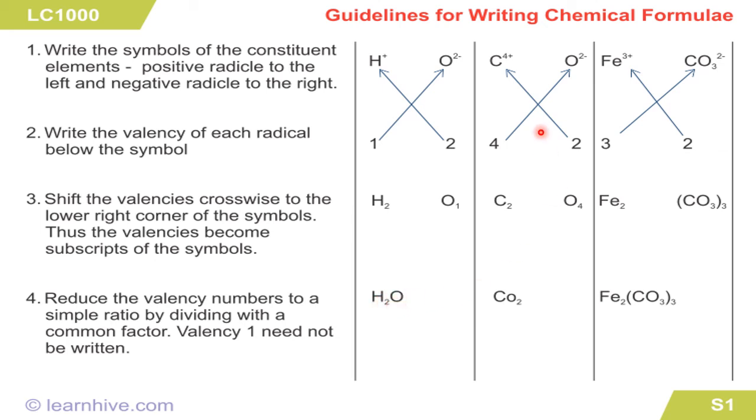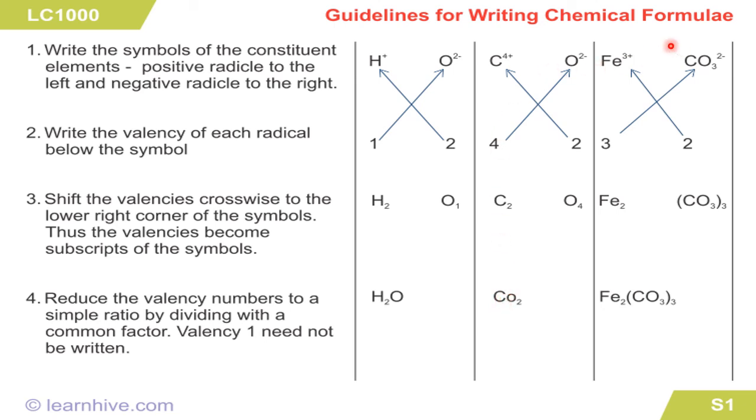In the same way, for carbon dioxide, 4 comes here, 2 goes here. So it is C2O4. What I said: if both are divisible by a common factor, please divide it. And 2 and 4 are divisible by 2. So 2 ones are 2, 2 twos are 4. So it is C1O2, CO2. Bring it to the simplest form. So CO2 is the chemical formula for carbon dioxide.